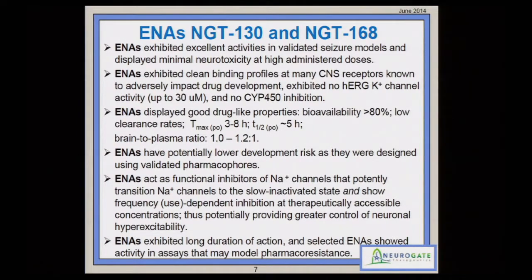In PK studies in rats, we have excellent drug-like properties with bioavailability that exceeds 80%. They have low clearance rates and relatively high Tmax and T1/2 values, and they're brain penetrant. We think that they have lower development risks because they're designed from compounds that have been tested in man. And the compounds act as functional inhibitors by targeting slow inactivation and frequency use inhibition. And finally, they have longer duration of action, and they show activity in pharmacoresistant models.